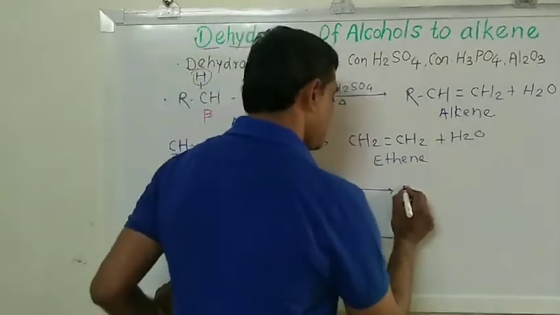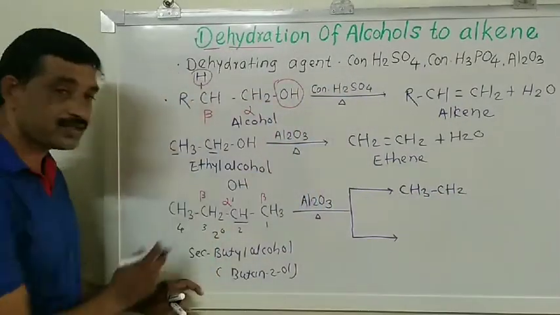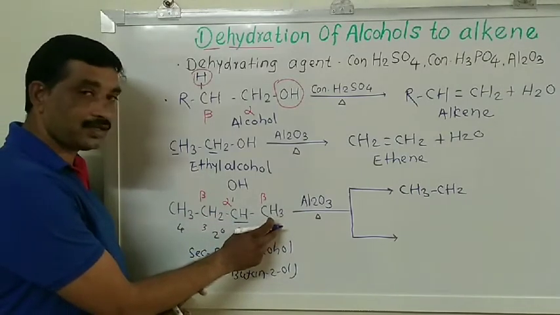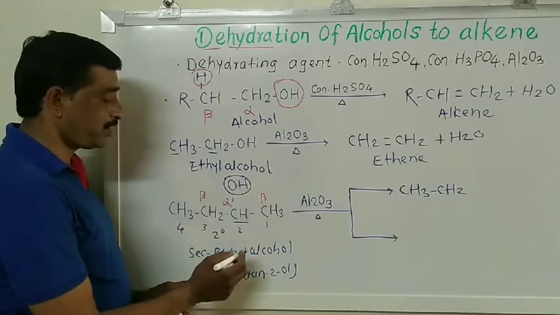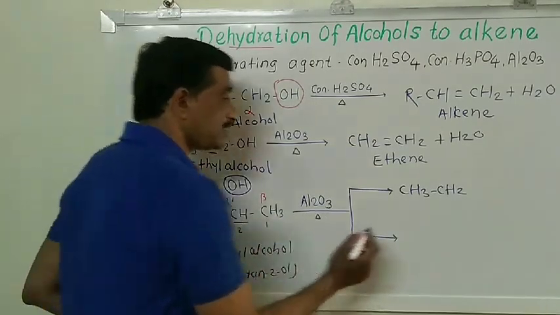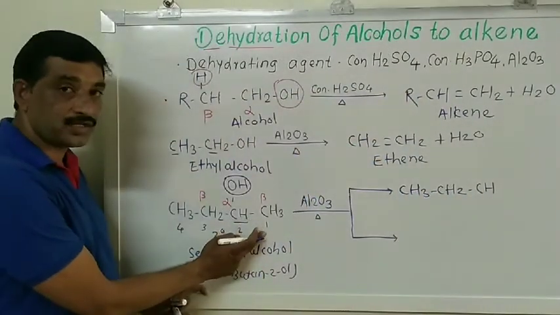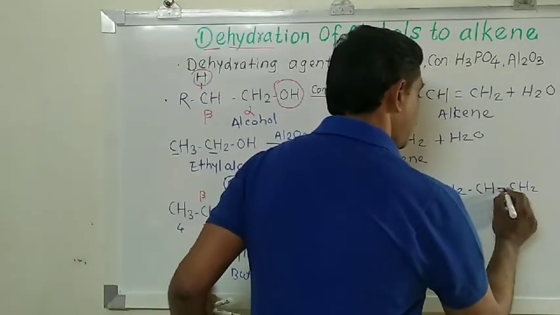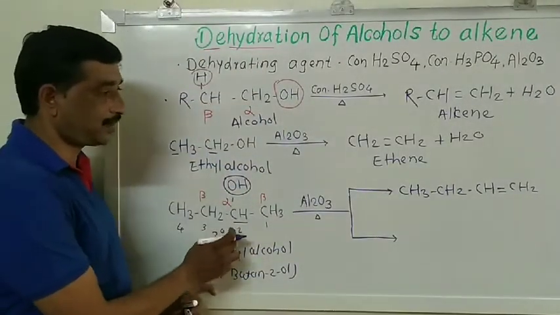The remaining part remains as is. So CH3 as is, CH2 as is, as there is no change in these groups. So CH and CH3 are participating in the chemical reaction. From this CH OH we are eliminating the OH group, and from this CH3 group we are eliminating one hydrogen. So here the remaining part is CH, and after elimination of a hydrogen atom from this CH3 group, the remaining part is CH2. The valence of carbon is completed by formation of a double bond between the first and second carbon atom.